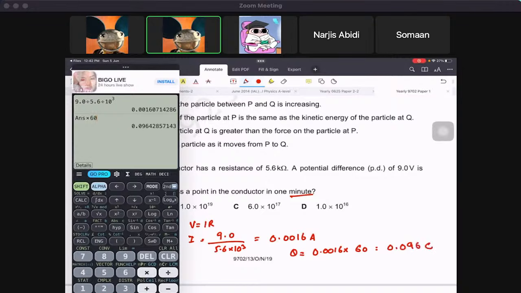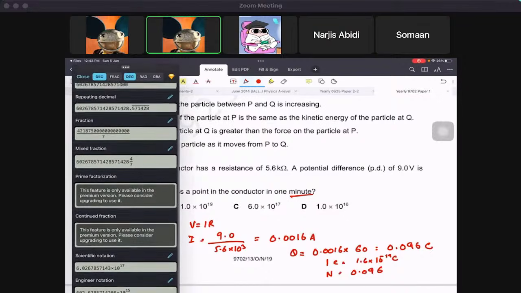1 electron is 1.6 times 10 raised to minus 19 coulombs. Then how many electrons will be in 0.096? So I'm going to divide this by 1.6 times 10 raised to power minus 19. That will be 6.0203 times 10 raised to 17. Okay, that's this.